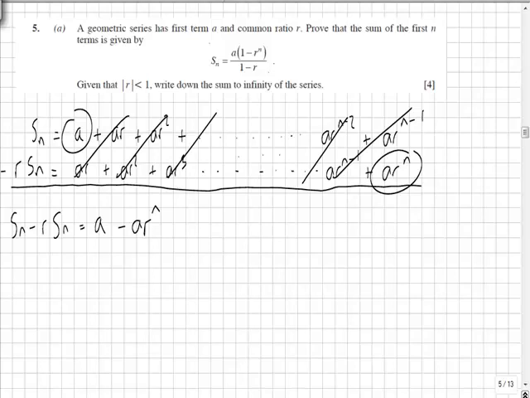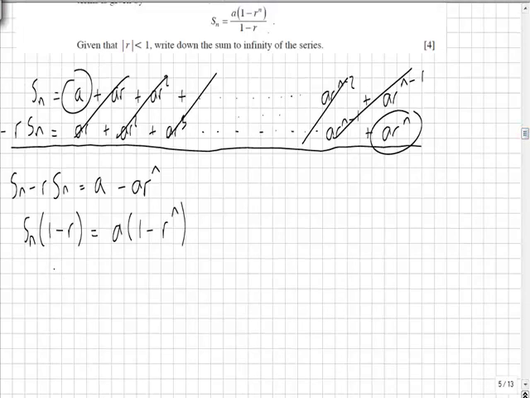Everything else cancels. If we then look at factorising, we can see that we have a common expression of the sum to the number of terms here. Sn times (1 minus r) is equal to, well, a is common here, a(1 minus r^n). Dividing through, we can see we have Sn is equal to a(1 minus r^n) over 1 minus r, thus proving the sum to any number of terms.